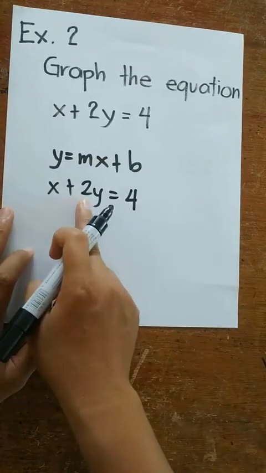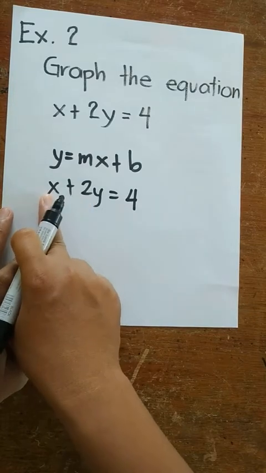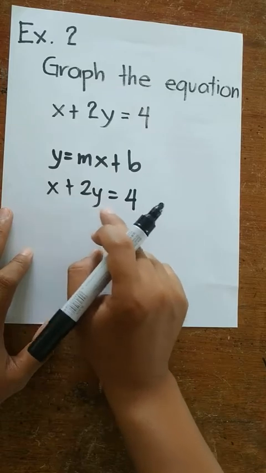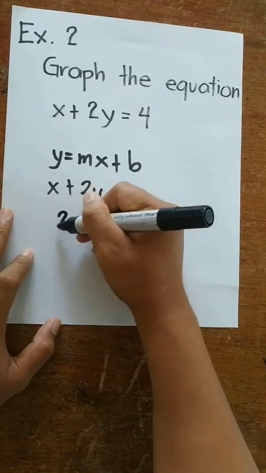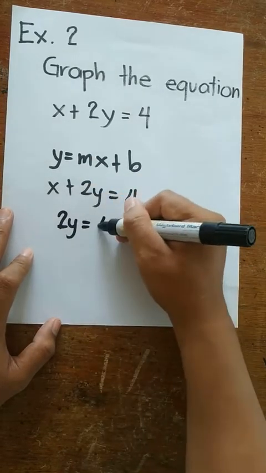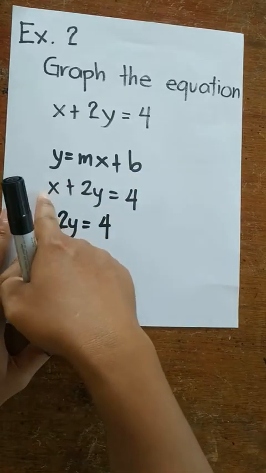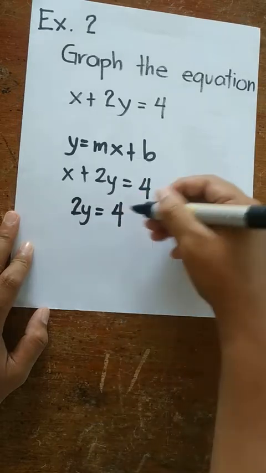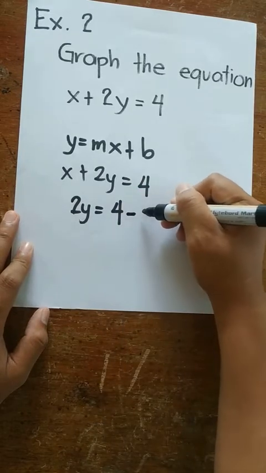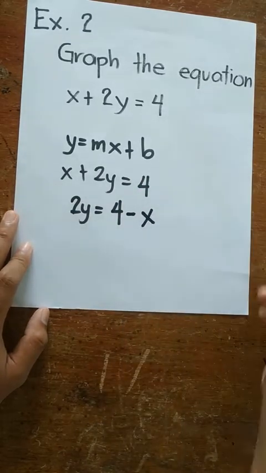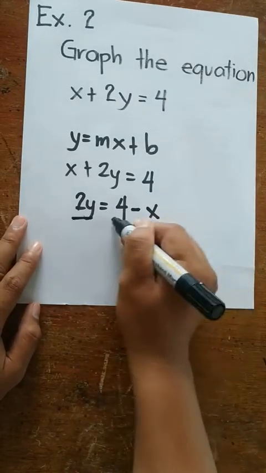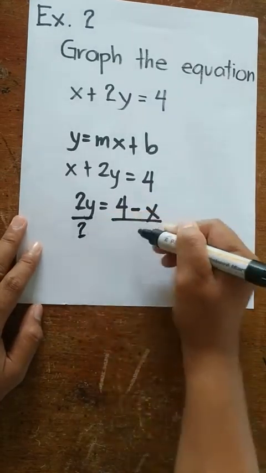Okay, so I'm going to transfer my x to the right side so that my y will be left on the left side. So it will be 2y equals 4. So it is positive x here. Once I transfer or cross that over the equality sign, it will have its additive inverse, which would give me negative x. Okay, next I'm going to divide both sides by 2.